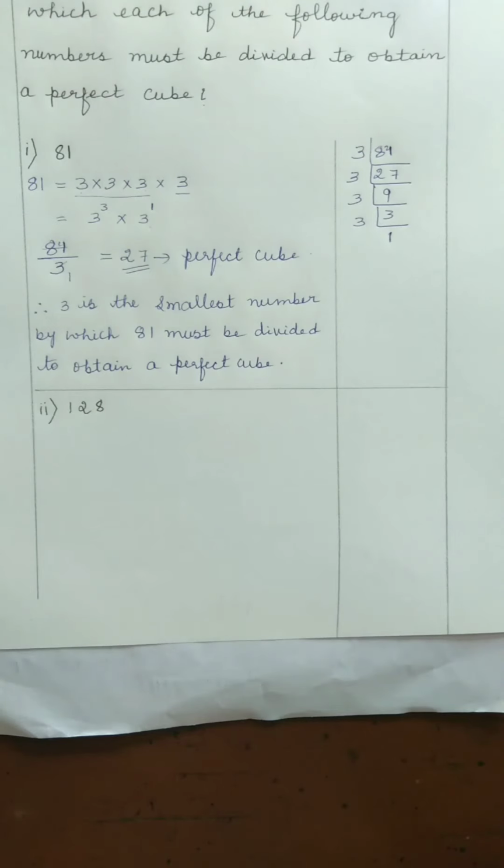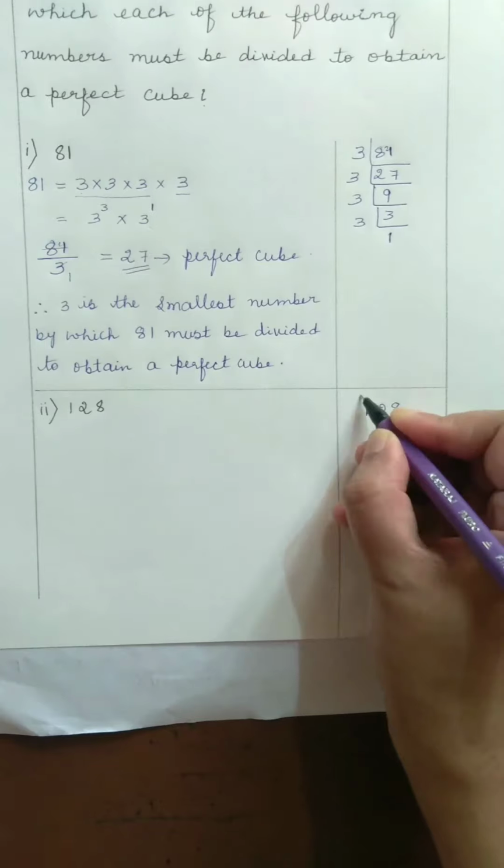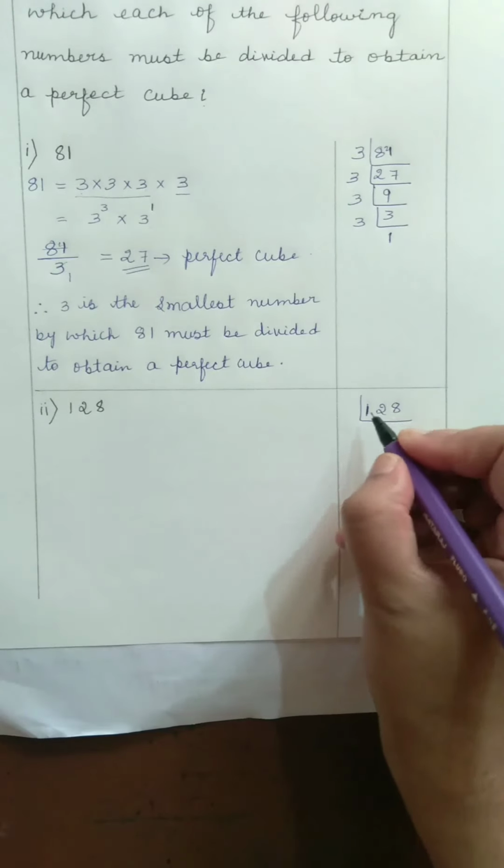So, next take the second question, 128. To find out the smallest number by which 128 must be divided so that we obtain a perfect cube, let us factorize this 128. So, when we factorize 128, it goes by 2.